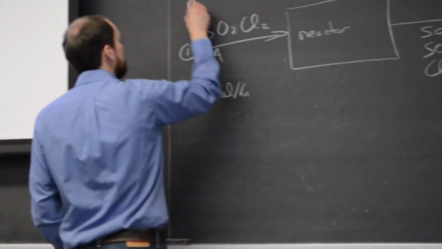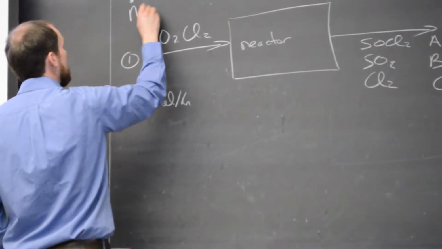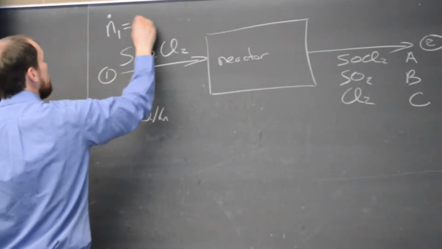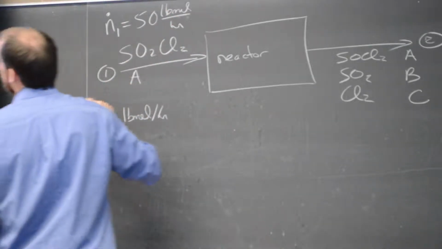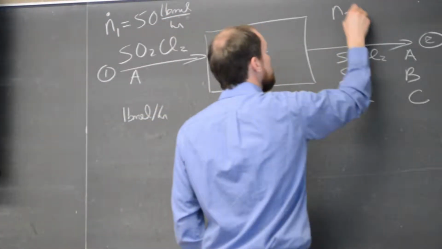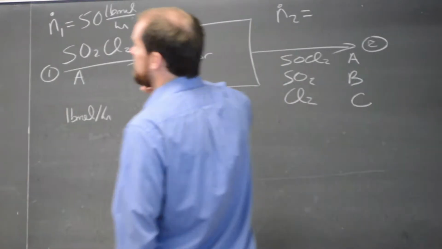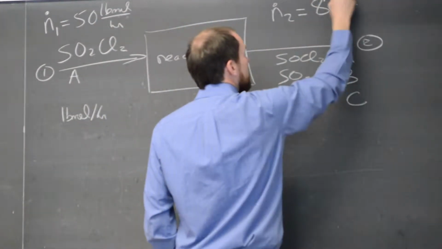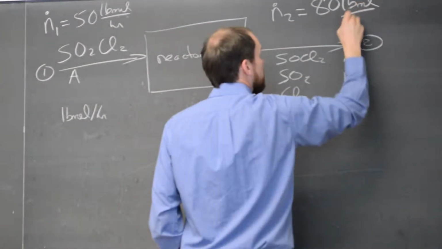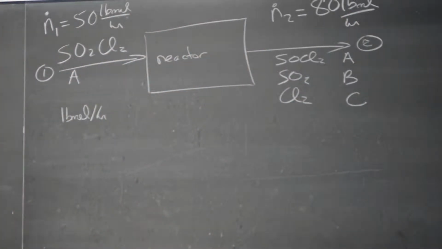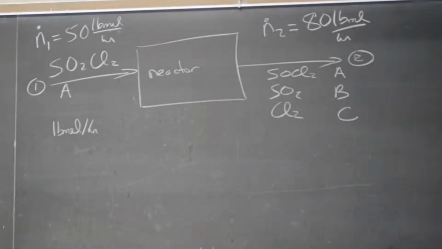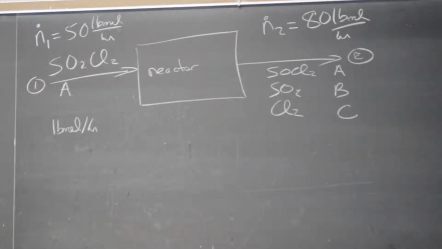So let's see, flow rate going in, N1 dot is 50 pound-moles per hour. N2 dot is 80 pound-moles per hour. Okay, so I've got total molar flow rates, N1 and N2.